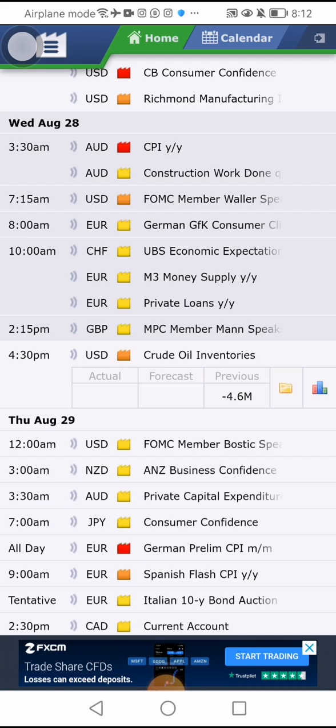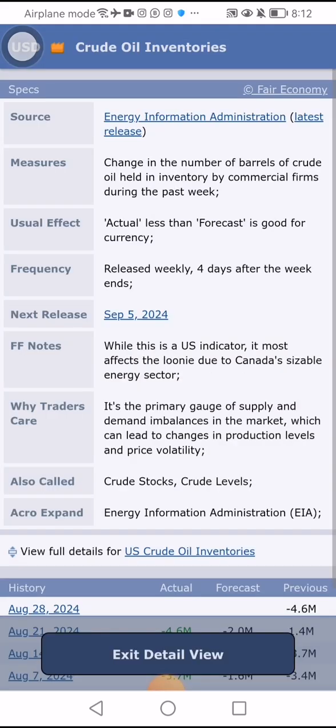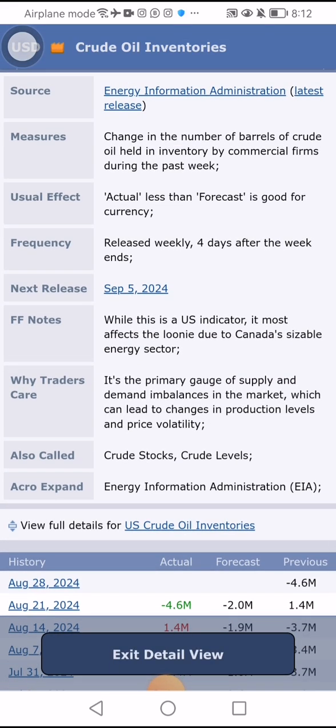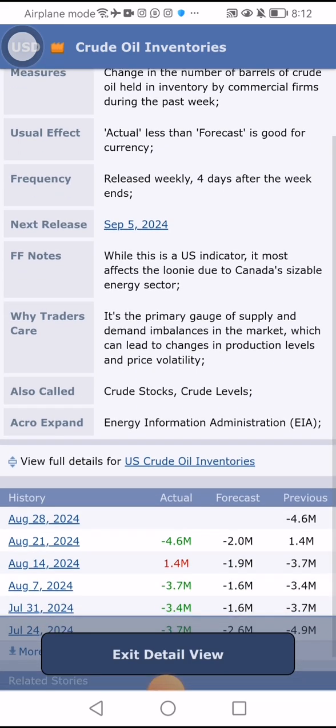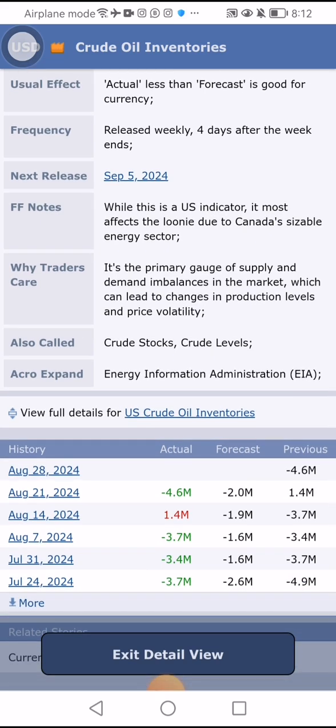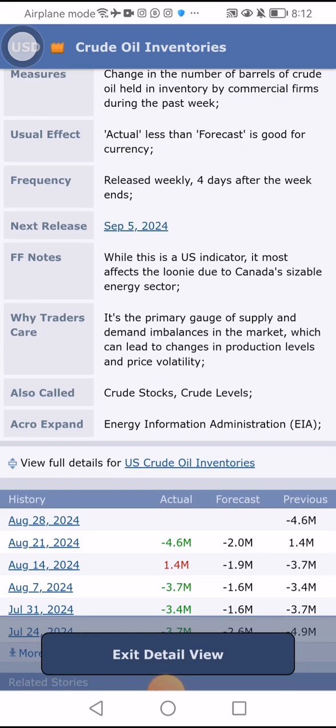Now, if you look at the previous news, this is what has been happening. You see the usual effect: actual less than the forecast is good for the currency. Did I say the same thing previously? Actual less than the forecast is good for the currency. Which currency? The dollar. It means the price of crude oil is going to go up because the dollar will be strong. I hope you understand what I'm trying to say here.